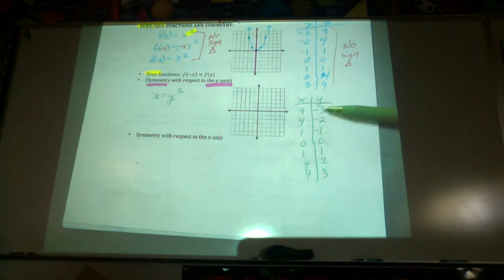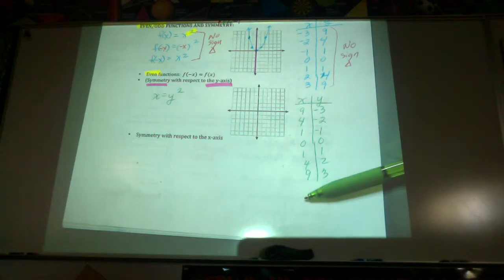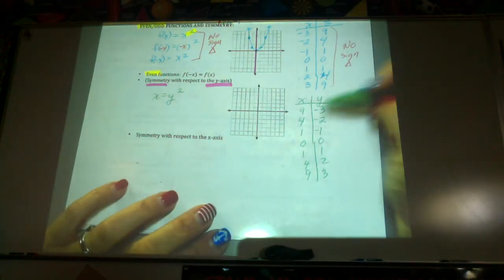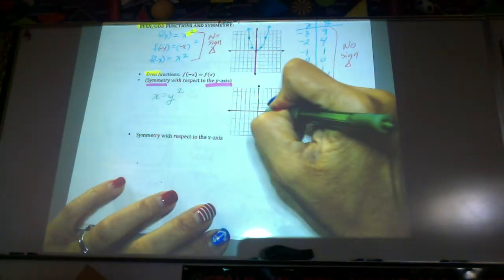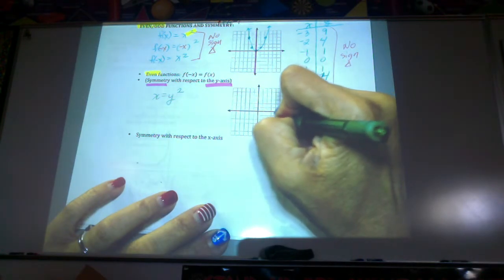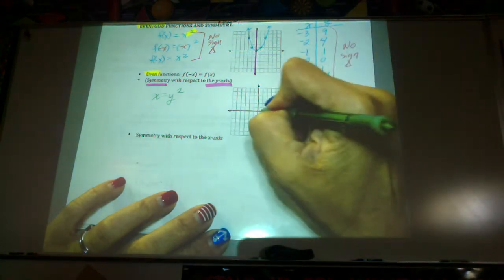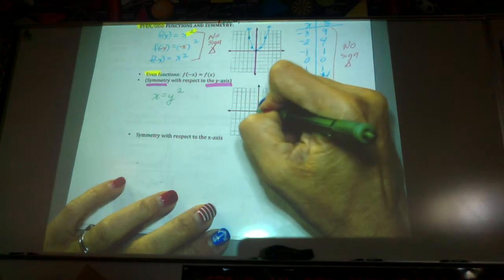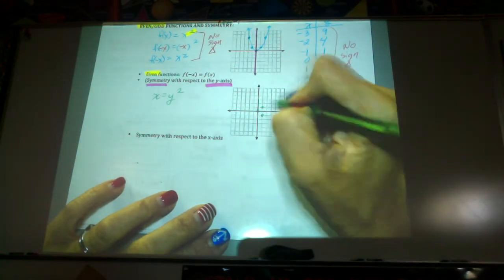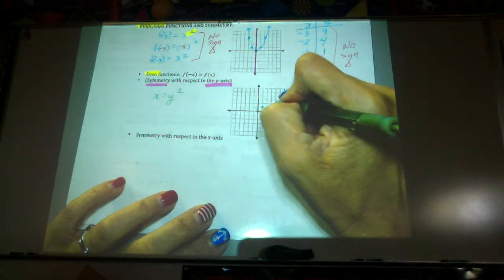So notice this time you have sign changes with the y. No sign changes with the x. So let's plot the points that we can plot. So I can plot 4, -2. I can plot 1, -1, 0, 0, 1, 1, and 4, 2.